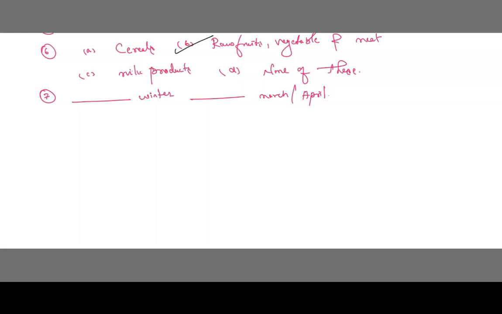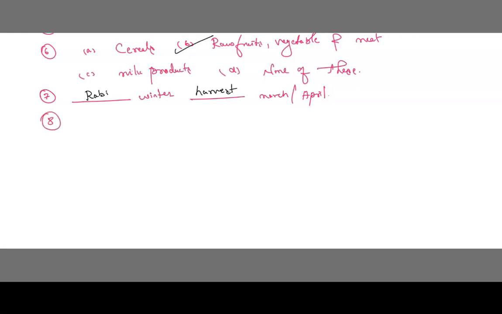Okay, what is the answer? Which crops are planted? That is rabi crops. Very good, children. So rabi crops we plant in winter and harvest in March or April. So you can expect questions like this also, children.